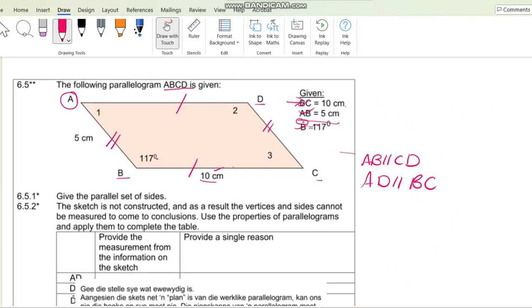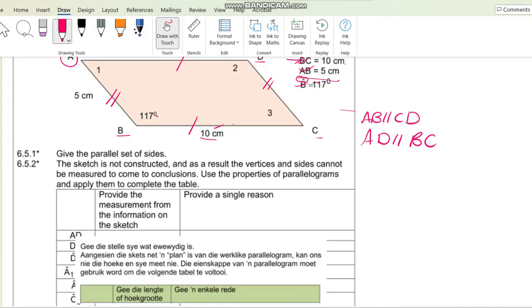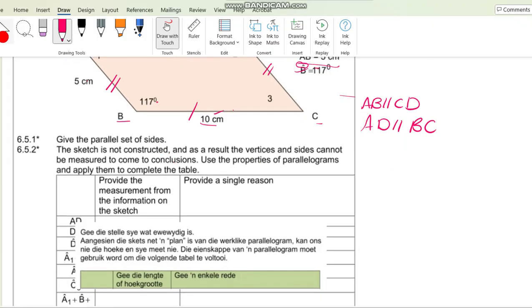Now let's look at the rest of the questions. You can pause and first do your thing and then unpause. Okay. The sketch is not constructed. That means it's only a plan. So if you really go and measure this angle with B, you're probably not going to get 117 degrees because it's only a plan, it's not constructed. And as a result, the vertices and sides cannot be measured to come to conclusions. Use the properties of parallelograms and apply them to complete the table.